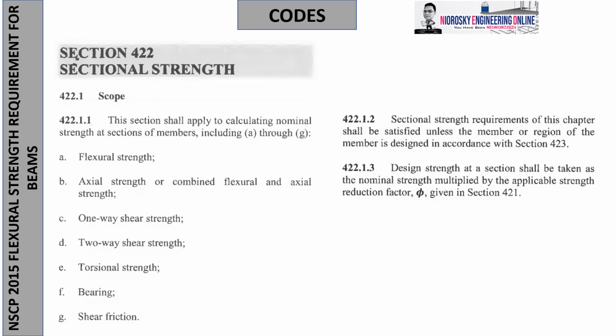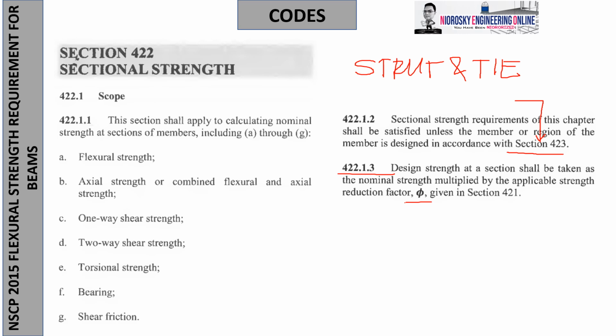422.1.2, there's what we call section 423. Na sinabi po dito that the sectional strength requirement of this chapter shall be satisfied unless the member or region of the member is designed in accordance with section 423. Ano po ba yung section 423? It talks about strut and tie. So si strut and tie kasi is a special topic to consider pagdating po sa design of flexural member na it can be a deep beam and so on, depending on the parameter that is satisfied. So it will be of a different case.